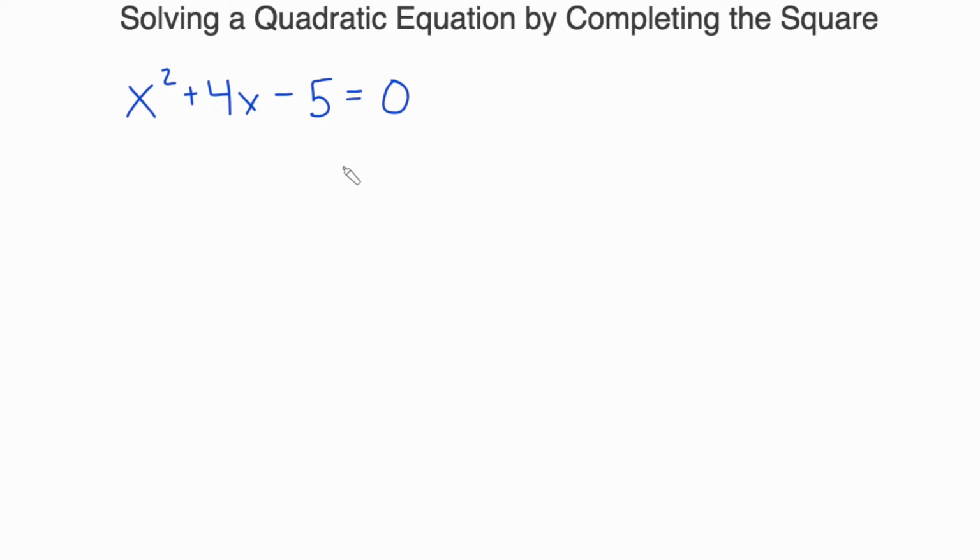So the first step in completing this square is to make sure that the x squared term does not have a coefficient in front of it. So right now we can see that x squared doesn't have a number in front of it, there's no coefficient, so we're good to go on that step.